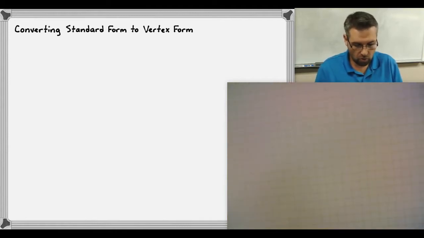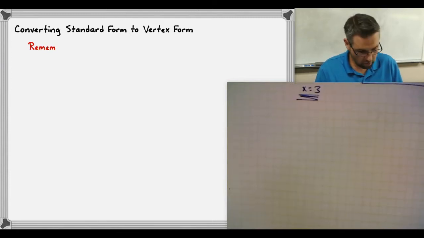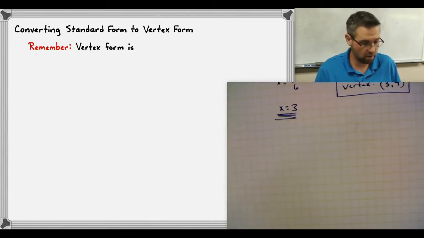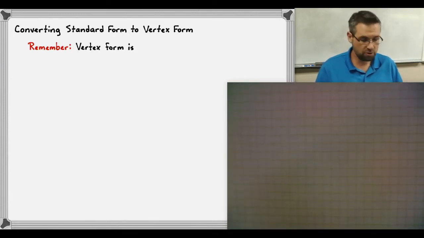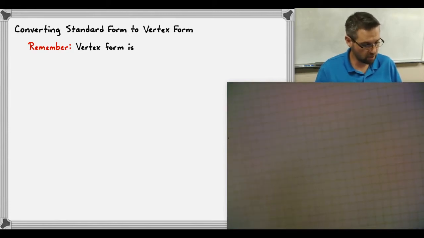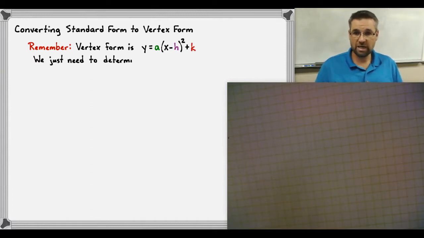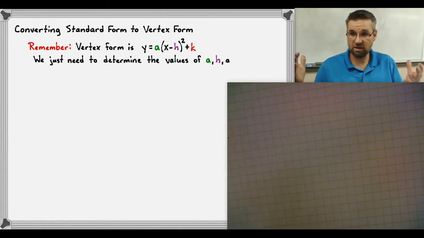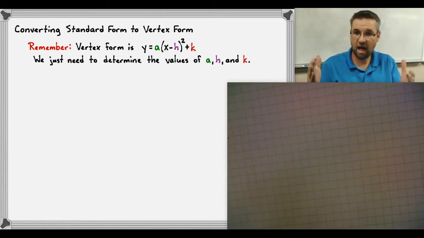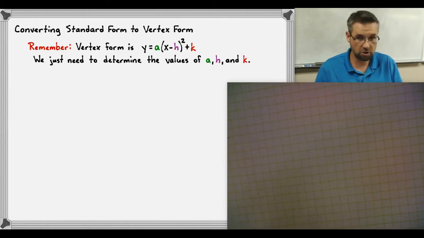So for our case here, I'm going to go through it on the lesson, and then I'll do some practice problems on my scratch paper here. So vertex form, remember, is a times x minus h squared plus k. All we need to do is figure out the vertex. If we can find the values that go into those variables, those a, h, and k values, then we can write any function in vertex form.